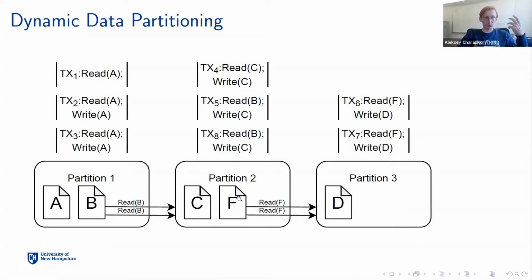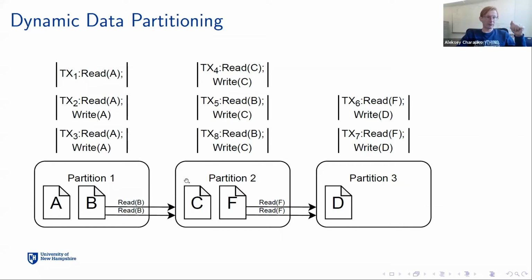So even though we send it to partition 2, it depends on partition 1 to supply the data. And these transactions 6 and 7 read F, which is in partition 2, and write to D in partition 3. So again, they create this distributed transaction pattern here. So this pattern, this slowdown, is something we want to avoid.